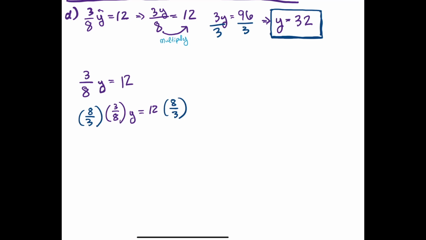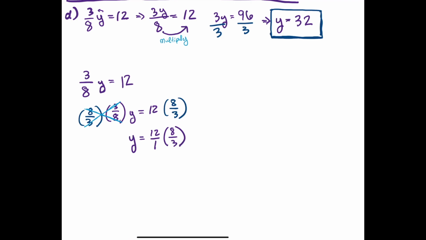So this basically clears both the 8s and the 3s at the same time. The 8s will cancel, and the 3s will cancel. So you're kind of doing 2 moves in one. On the right side, we can view that as 12 over 1 times 8 over 3.